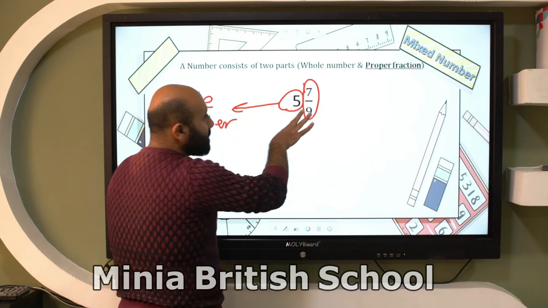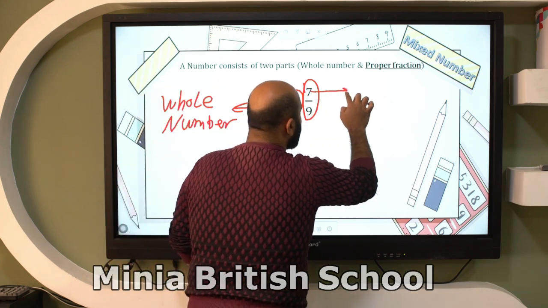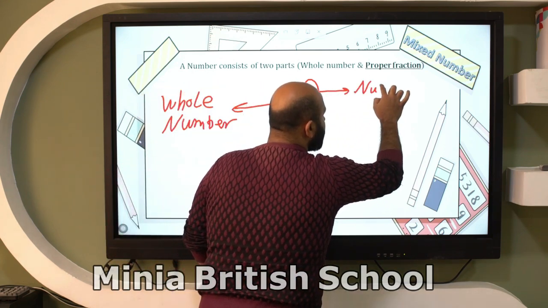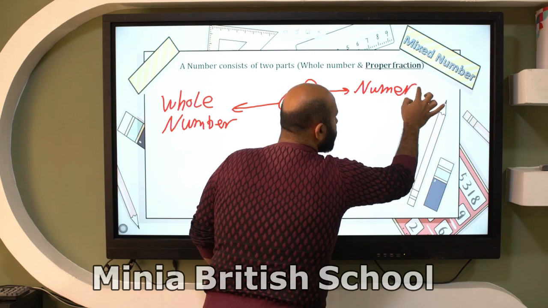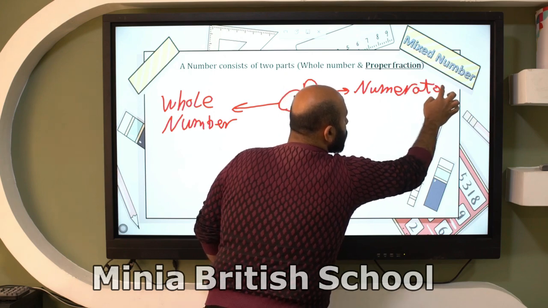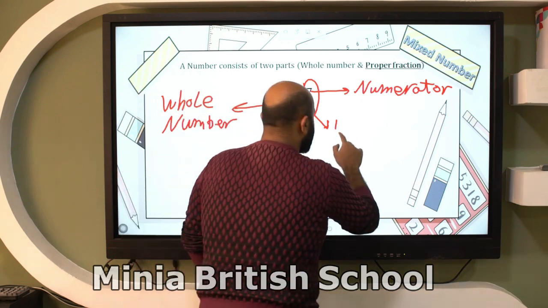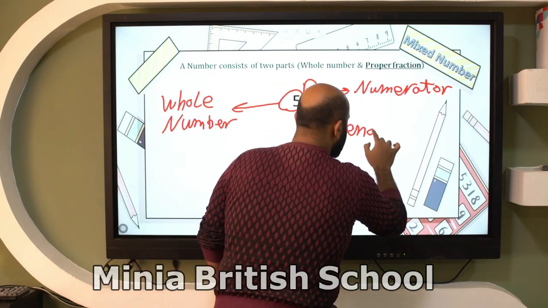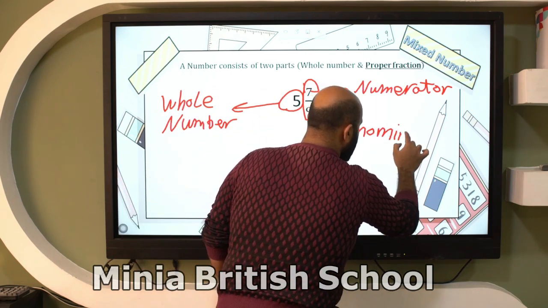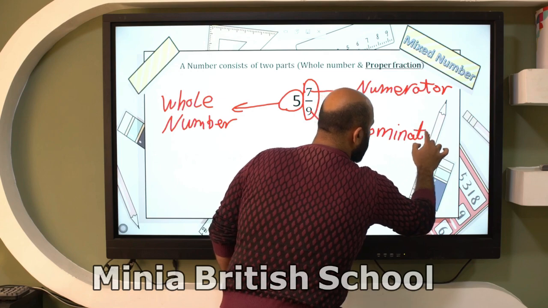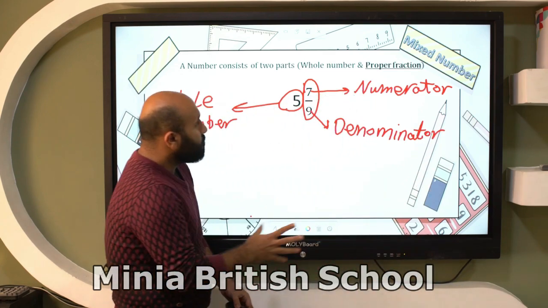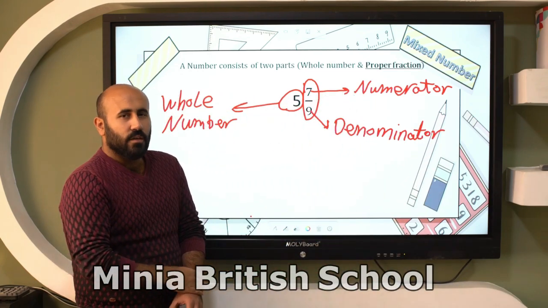As you see, 7/9, and as we all know, the 7 is called the numerator, and the second part is called the denominator. This is simply the mixed number.